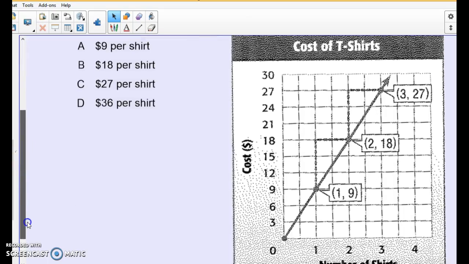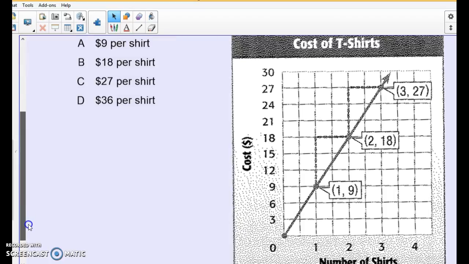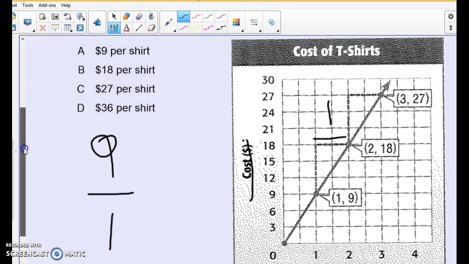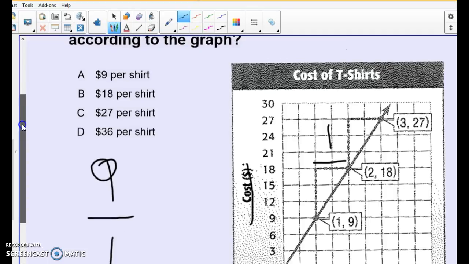And then here's another one. This is where you have to be careful not to just count up, because if I look at the left side here, it's not going up 1, it's going up 3 every time. So I'm really going from 9 to 18. So it would really be an up 9. And even though over here it looks like each line is about a half, I'm going right 2, but that 2 is really only a 1. This is a 1.5 and there's a 2. So I'm going up 9, right 1. So that would be $9 per shirt.